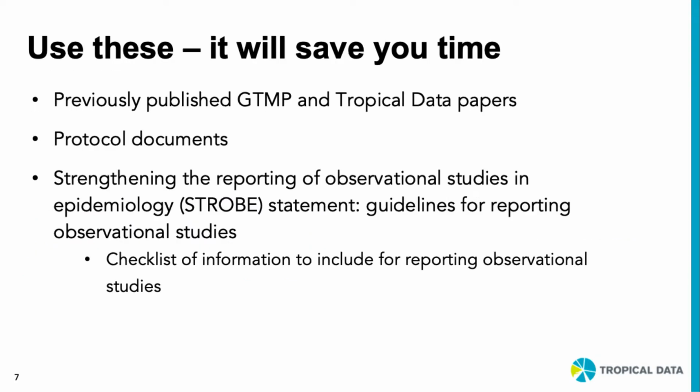The following resources will be useful and time-saving in the process of writing your manuscript. Firstly, previous GTMP and Tropical Data papers are good examples of how survey data have been published in the past. Second, all Tropical Data surveys must have protocol documents written and approved before the surveys can start. Often these will be reviewed by several people and contain methodological details about how the studies were planned. There are also international consensus guidelines on what information is needed to make a robust assessment of the data.